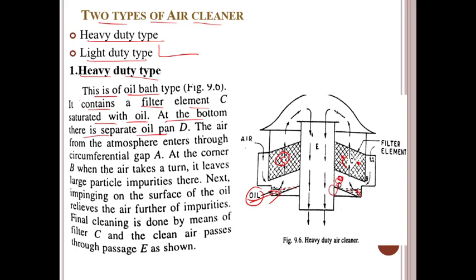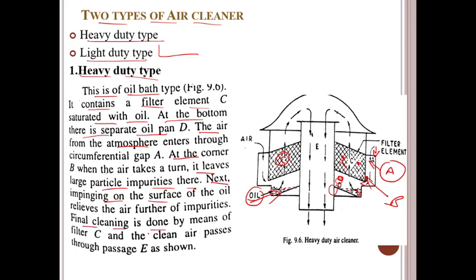The air from the atmosphere enters through the circumferential gap A. So air enters through this portion A. At the corner B, where the air takes a turn, it leaves the large impurities there, and then impinging on the surface of the oil relieves the air further of impurities. The air passes continuously through the system and filtering of the air takes place.